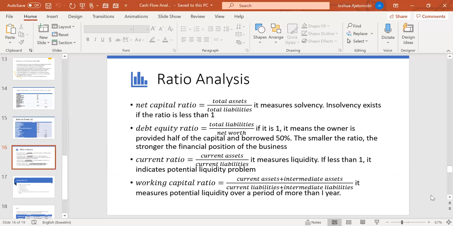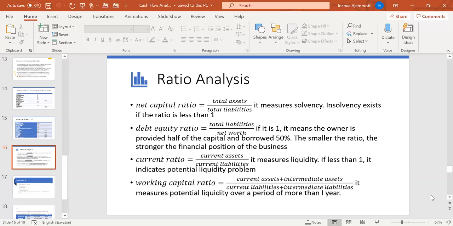The first one is net capital ratio, that is the ratio of total assets to total liabilities. It measures solvency. Insolvency exists if the ratio is less than one. Because if the ratio is less than one, it means your total asset is less than total liability.